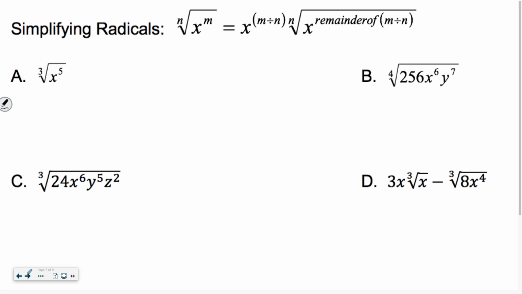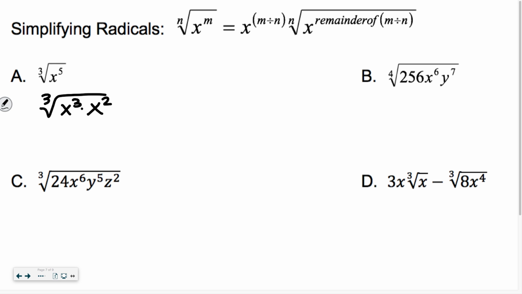Okay? What you want to do for a problem like this is break up this x to the 5th so that it is a perfect cube. So x to the 6th is too big, right? We don't have that. We only have x to the 5th. We're going to break this up and say this is the cube root of x cubed times x squared. You agree that that says the same thing, cube root of x to the 5th?